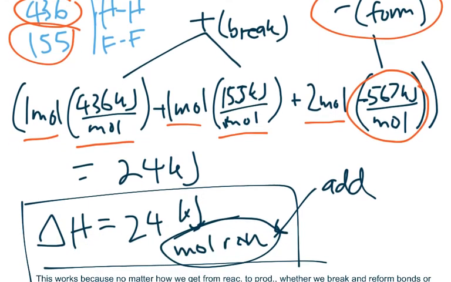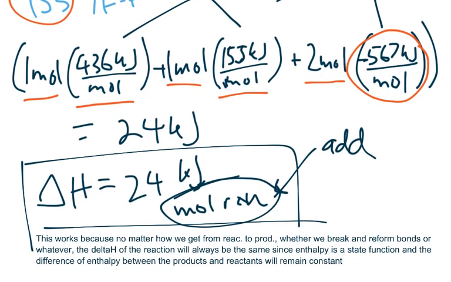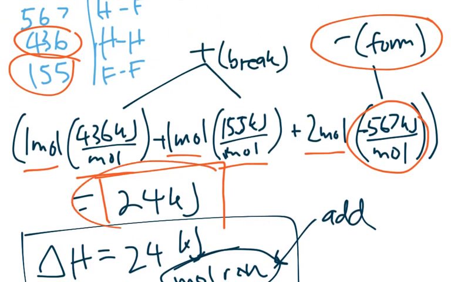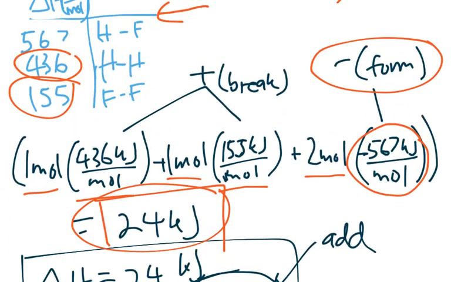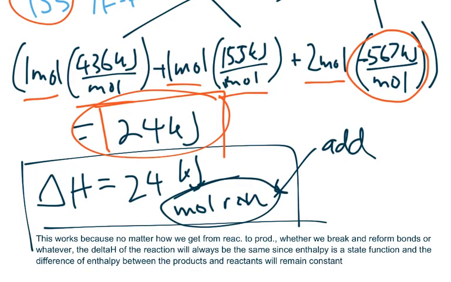And adding these two processes up, we get that the change in enthalpy for this reaction is 24 kilojoules. And the official answer would be 24 kilojoules per mole of reaction, because 24 kilojoules is describing the change in energy for this process, specifically for this reaction. So you have to write per mole of reaction to specify that 24 kilojoules is referring to that reaction.